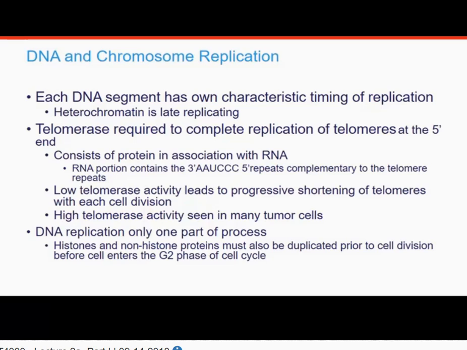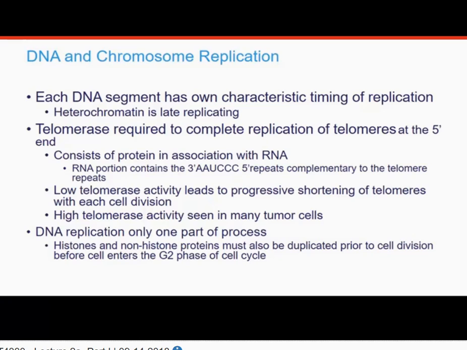And so each DNA segment has its own characteristic timing of replication. Heterochromatin is typically late replicating. They used to use that late replication of the X chromosome as a way to identify the inactive X. There are some other molecular methods now that we can use to identify the inactive X, but at one point it was having to culture the cells to see which one was inactive.